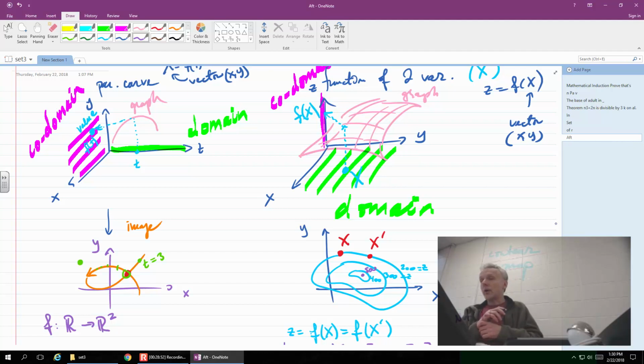Okay, so let's set vector fields aside. Here's a question for you. How can these two functions interact? These two, exactly, two functions. How do they interact?